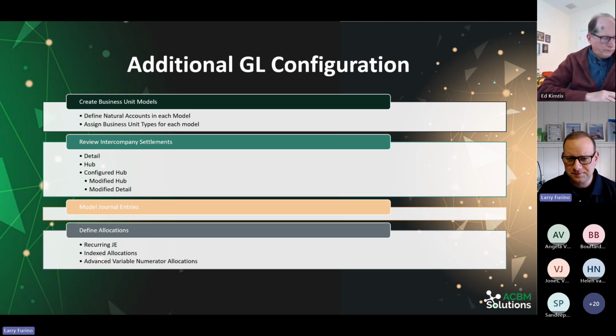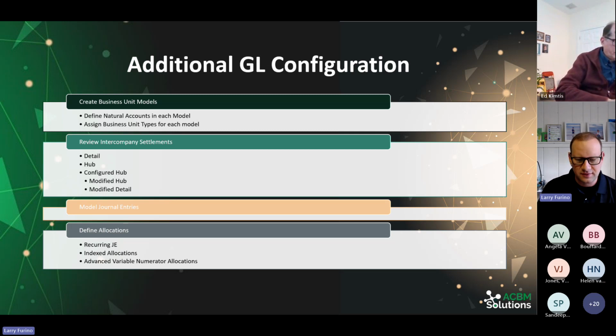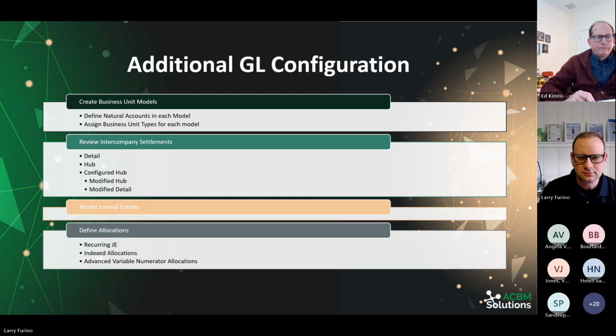And then on the allocation side, we have the three types of allocations in JDE: the recurring journal entries, the indexed allocations, and the advanced variable numerator allocations. Those can almost certainly be simplified. You might have 100+ row indexed allocations before a chart of accounts design that goes to a 1 or 2 line allocation after the chart design. So keep these things in mind, and if you're going to go through the exercise of doing a chart of accounts, make sure you look at these things and simplify them so that you can maximize the efficiency of this new chart that's designed.